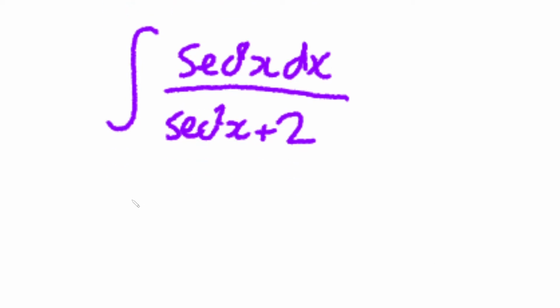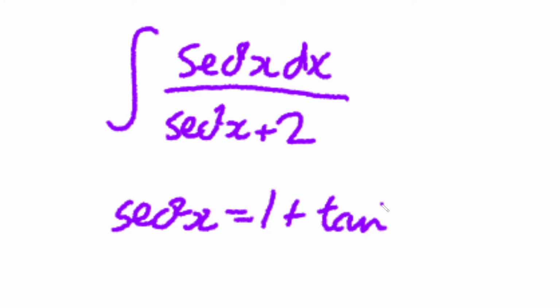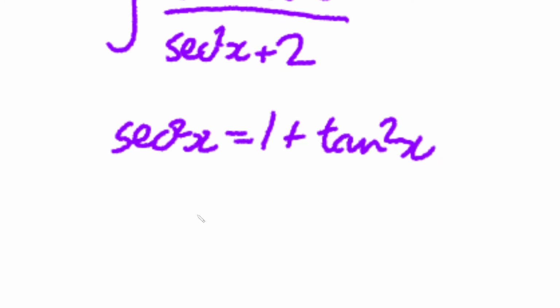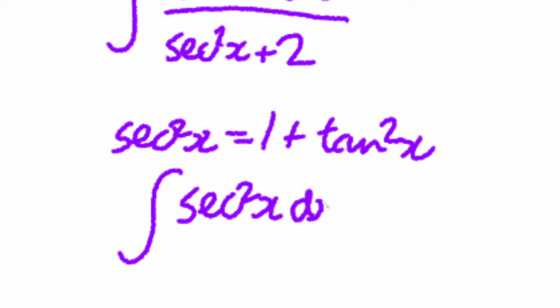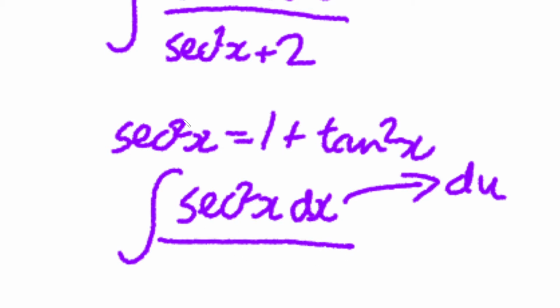So if secant squared x is 1 plus tan squared x, the integral goes to secant squared x dx, which we know is du from our earlier working, over secant squared x plus 2, which is 2 plus 1 plus tan squared x, or 3 plus tan squared x.